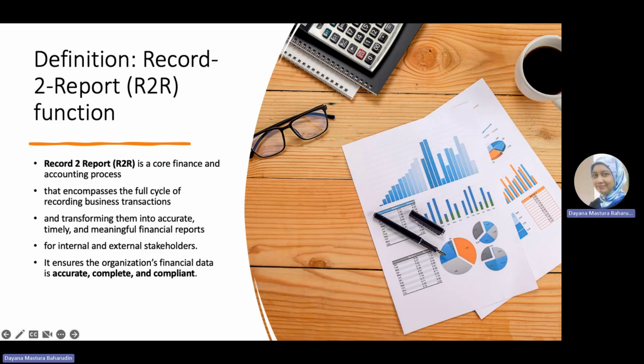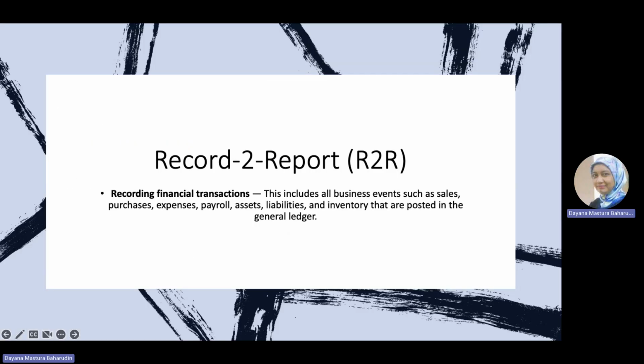Record to report, R2R, is the core finance and accounting process. It is a full cycle of recording business transactions, and the aim is to convert all information into accurate, timely, and meaningful financial reports for internal and external stakeholders. It ensures the organization's financial data is accurate, complete, and compliant. This includes all business events such as sales, purchases, expenses, payroll, assets, liabilities, and inventory that are posted in the general ledger.